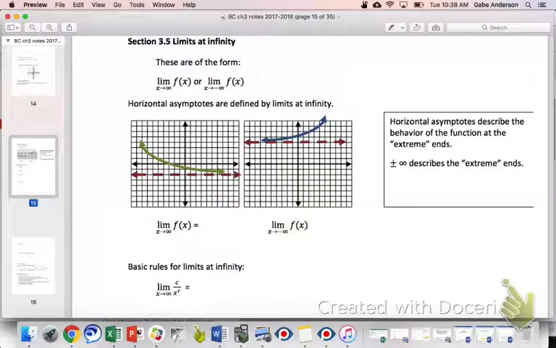All right, so limits at infinity, these are the limit as x goes to infinity of f of x, or the limit as x goes to negative infinity of f of x. And so these are good descriptors of horizontal asymptotes, the extreme ends of the functions. And so the graphs there are good illustrations.